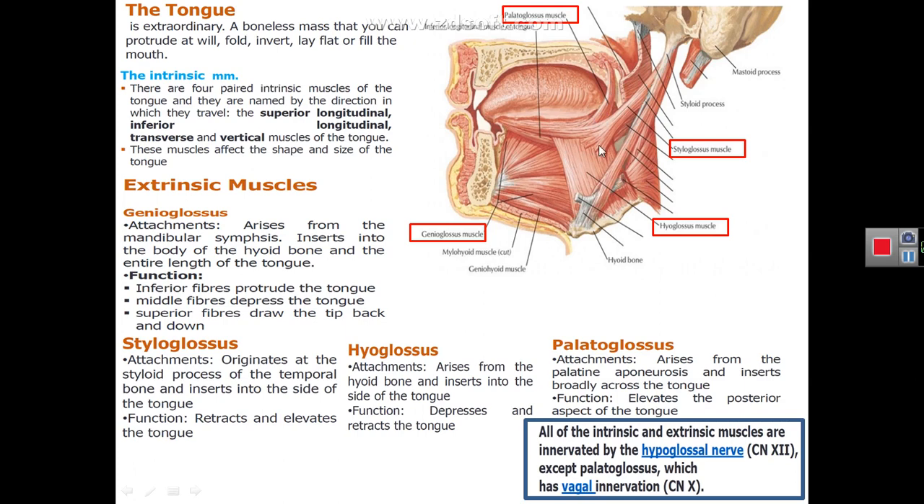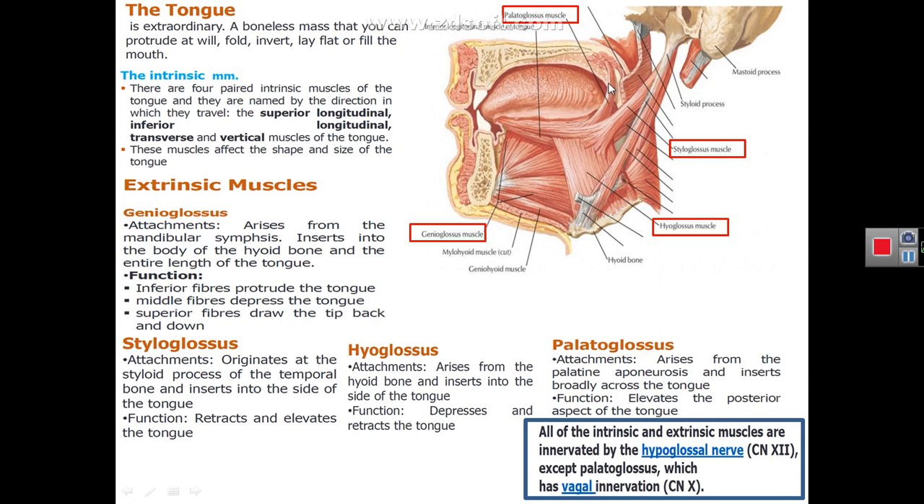All the extrinsic muscles, when they contract, function to move the whole tongue, in comparison to the function of the intrinsic muscles. Intrinsic muscles change the shape and size of the tongue, but do not move the whole tongue. But extrinsic muscles move the whole tongue, and you can see that the function of these muscles could be known from the direction of the fibers.